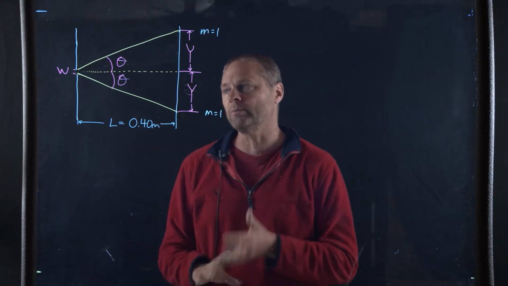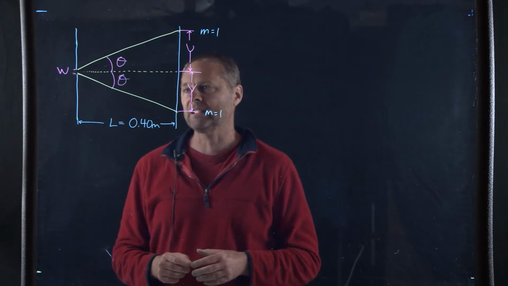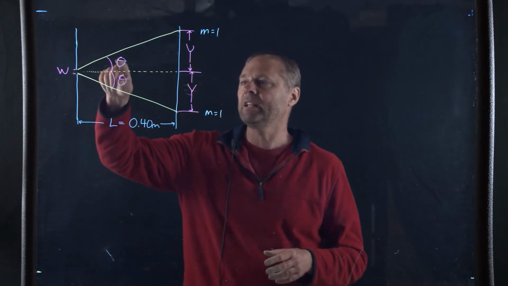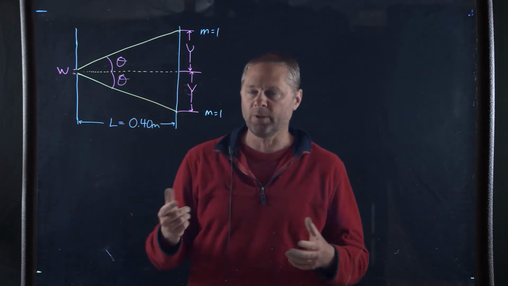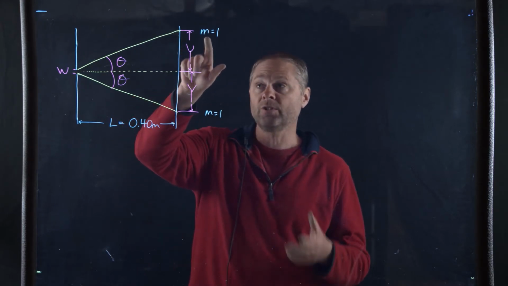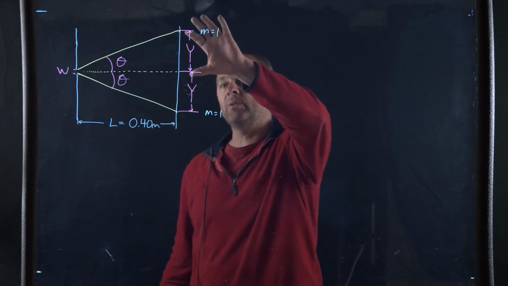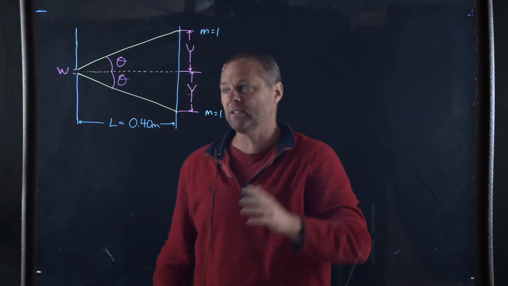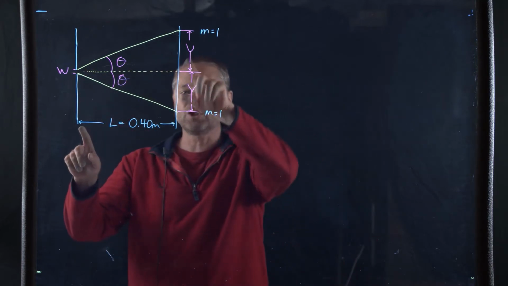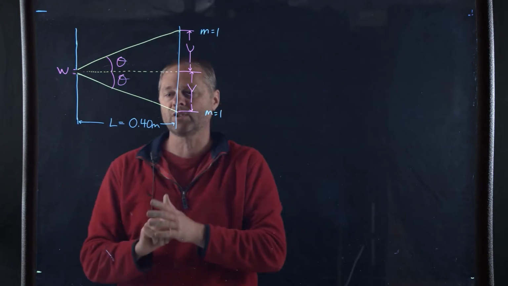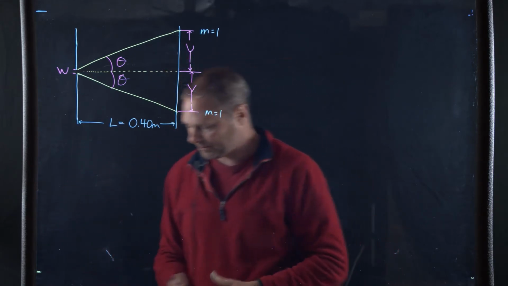Now, W happens to be the width of that slit. The angle is going to be the angle to the first dark fringes. They're first order fringes, so I've labeled them M1, M1. And they're going to be a particular distance from the center of that slit. So the yellow line represents the center of the slit. Now, there's a screen here, and the distance of that screen is going to be 40 centimeters or 0.4 meters.